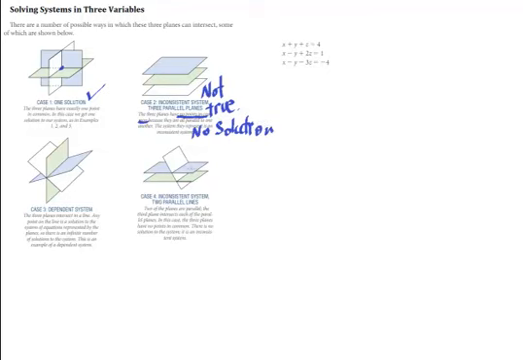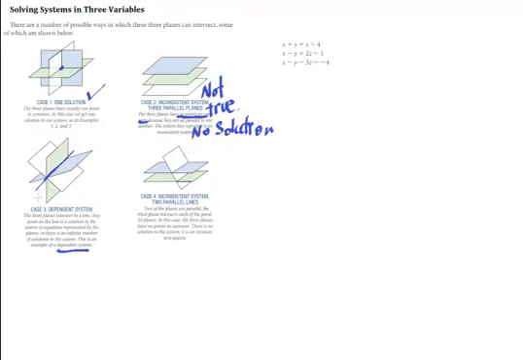Now, on this third case, basically they all intersect in a line, and you'll be able to give a list of x, y, and z's that work, and there'll be a whole bunch of them because they are a dependent system. So when they intersect in a line, you'll be able to give the equation for the line, and that's what they'll be looking for.